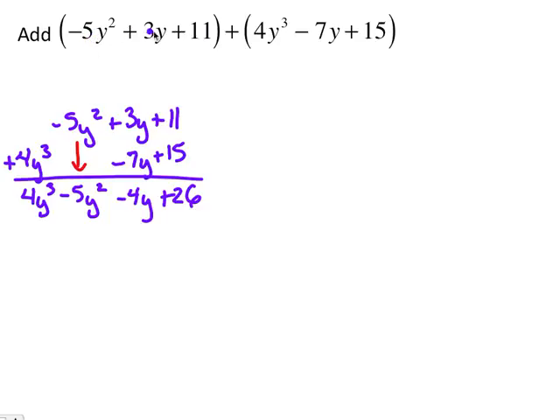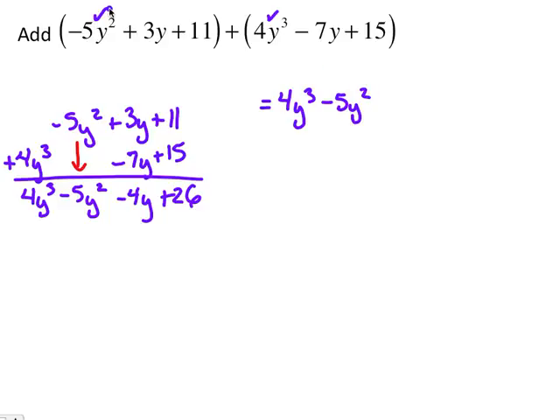So what I would do is go through here and look for the highest degree, highest exponent. That would be our 4y to the third. I don't have any like terms to add it to, so that is going to go first. And that term's gone. Then I go for my next highest degree. That's the negative 5y squared. And again, none of these are like terms, so that just comes down next.